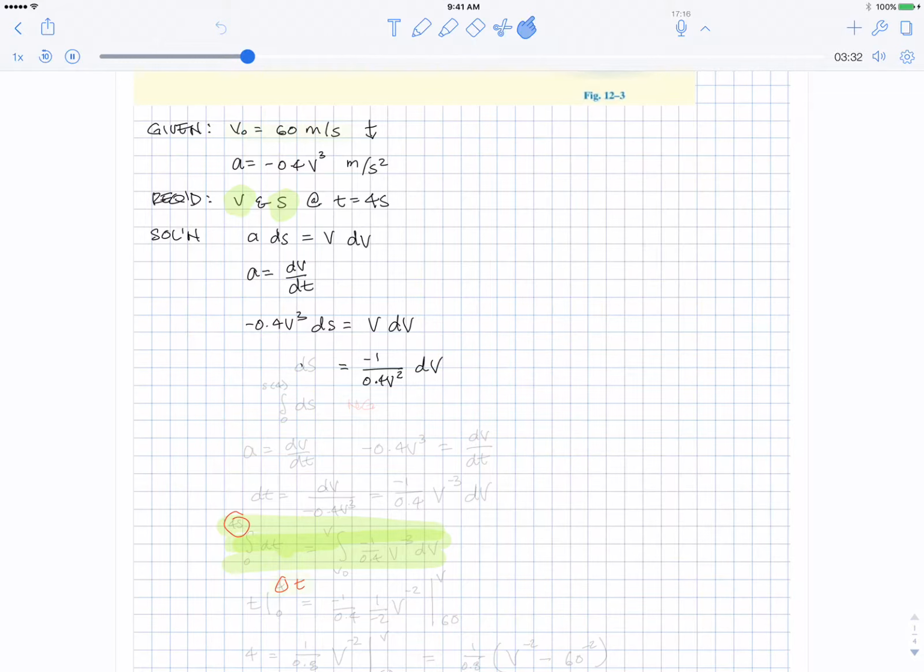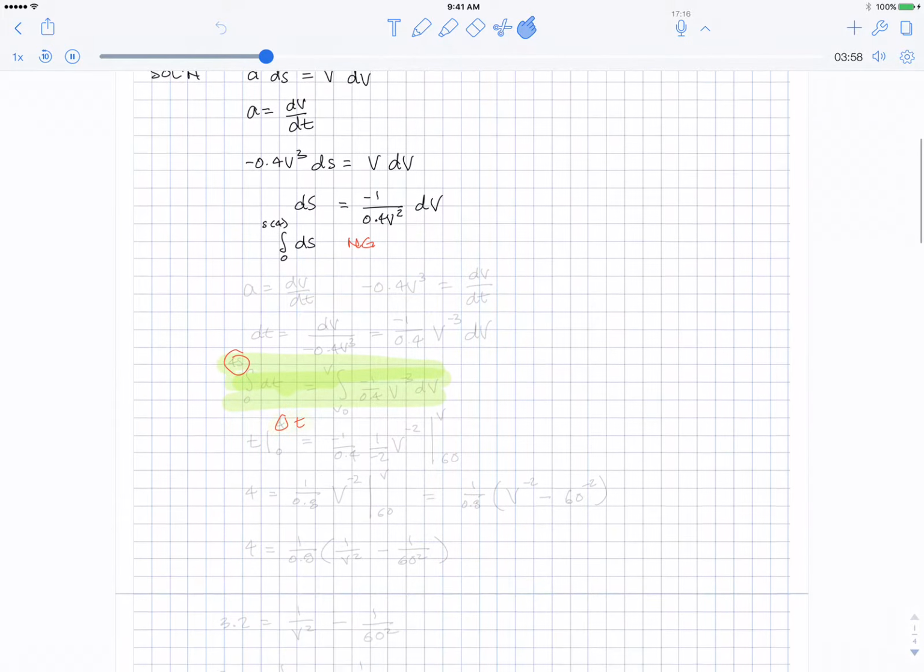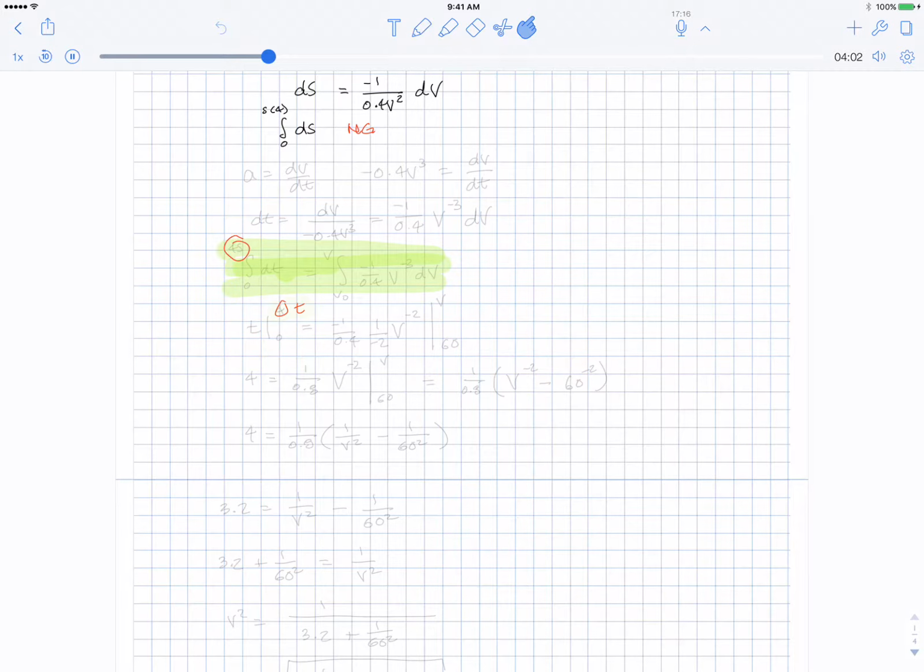That's good. And ds. And so we could integrate that, but the problem we're going to immediately have when you integrate ds, we know it goes from 0, but we don't know where it ends. We know it ends at 4 seconds, but we don't know how far that is. So I said in class this is how to do it, but now that I'm working it out, no good. So let's try the other equation. Okay, so let me switch this back to black. So let's try the other one.